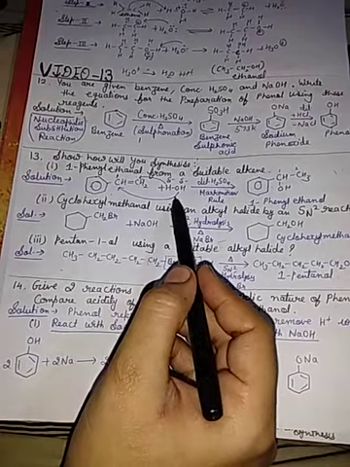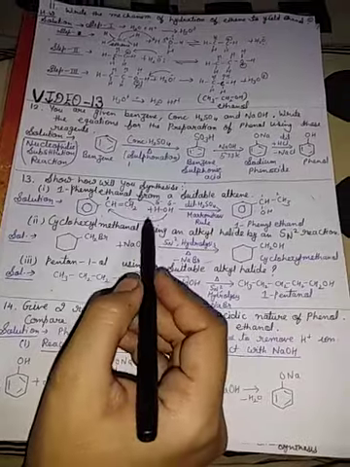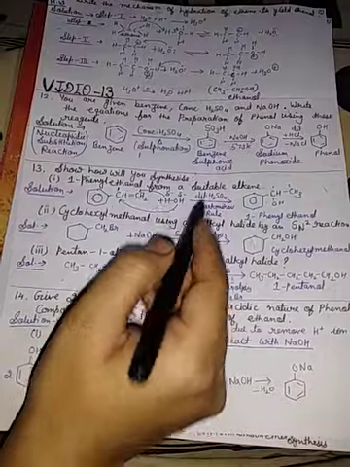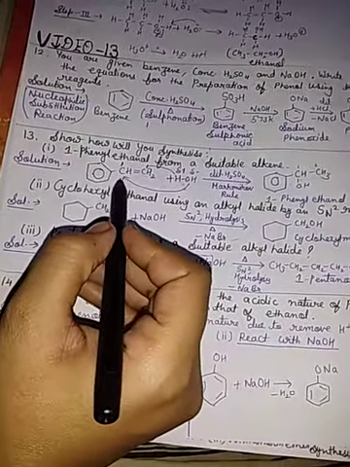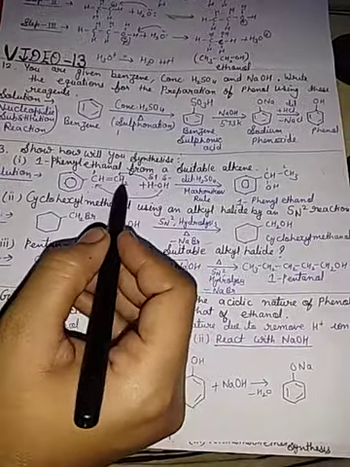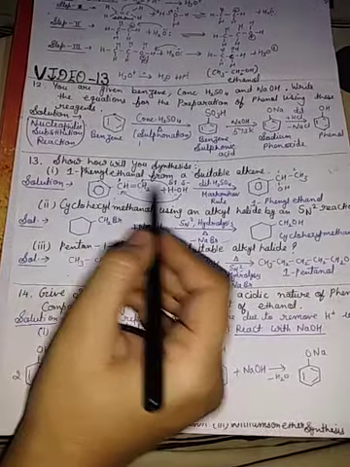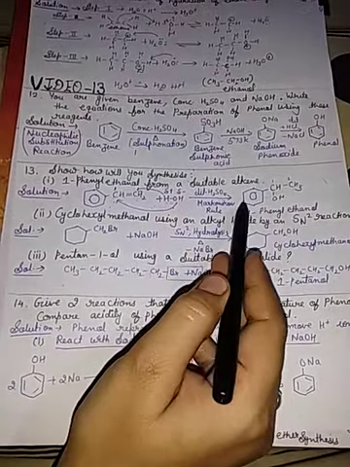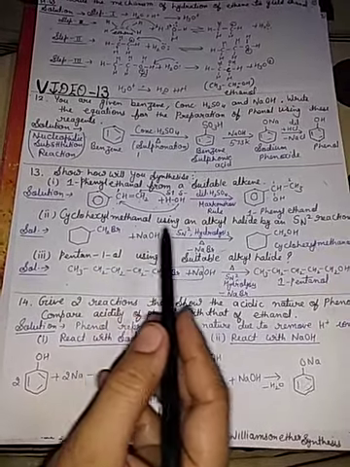So react it with water. Hydrogen is delta positive and OH is delta negative. So OH attaches to this carbon and hydrogen attaches to this carbon, giving CH(OH) and CH3. So this is 1-phenyl ethanol.